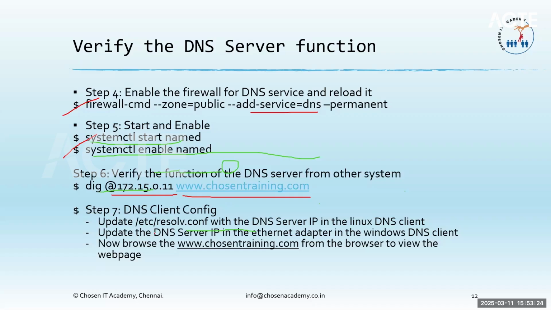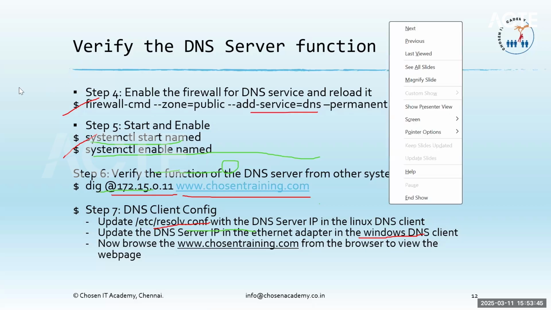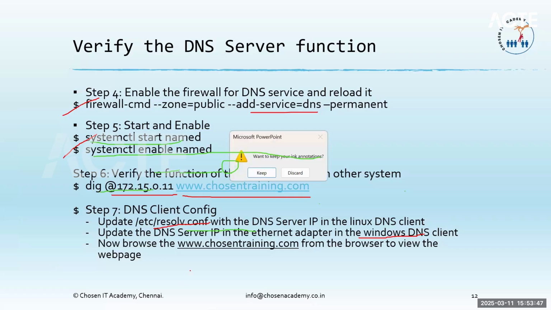So from the DNS client side, we will have to make only one change. If it is a Linux client, we'll have to go and make the change in the resolv.conf, adding the DNS server IP. And if it is a Windows client, we will have to make the change in the Windows Ethernet adapter, stating which DNS server it has to look into. Okay, now I'll show the demo.